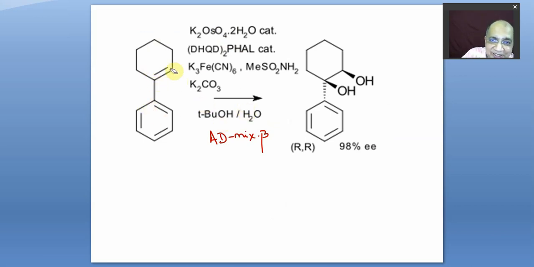This is an alkene. This is aromatic, so addition will not occur here. This is the alkene where the addition will take place. So both are lying above. The configuration is RR and it is 98% RR. EE means enantiomeric excess is 98%. So only 2% is its enantiomer, SS.